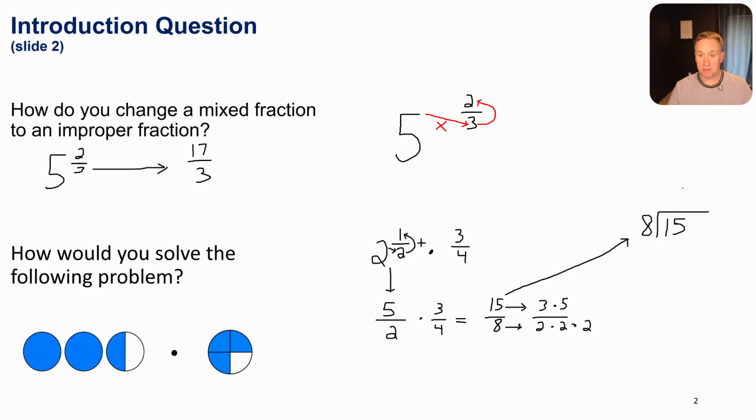So 8 goes into 15 one time. 1 times 8 is 8. 15 minus 8 is 7. 7 becomes our new numerator, and 8 stays our denominator. So in other words, 15 over 8 converts and changes to 1 7/8 here.